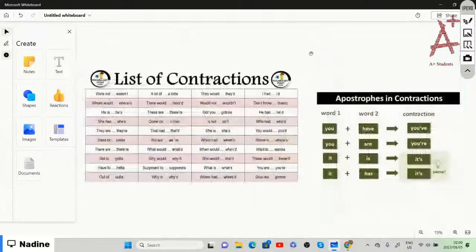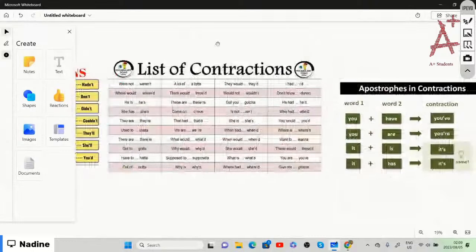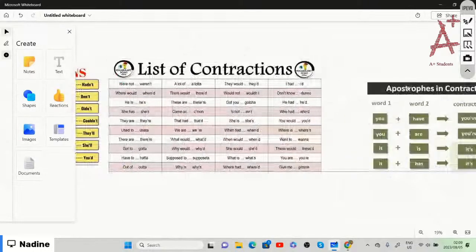All right, so now we have a list of contractions. Let me make it a bit bigger.